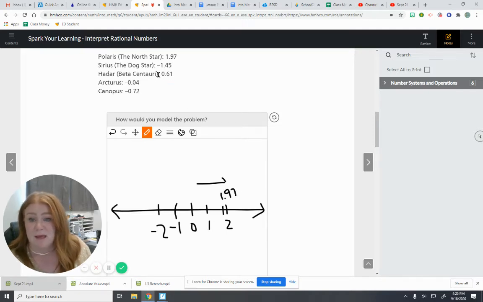1.97. Now my next one is a negative. So I know I need to go toward the negative side. I know it starts with a 1, so I need to find the 1 area. And that means it's almost 1.5, 1.4. So I know it's going to be in between 1 and 2. So here is negative. It does not want to make that 1. There we go. Negative 1.45.